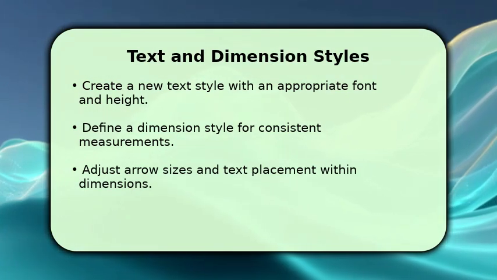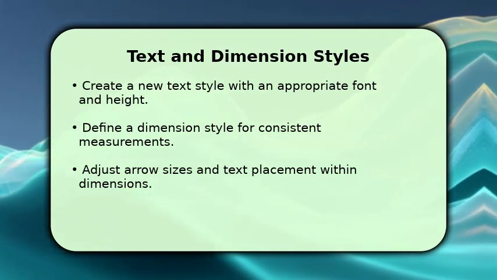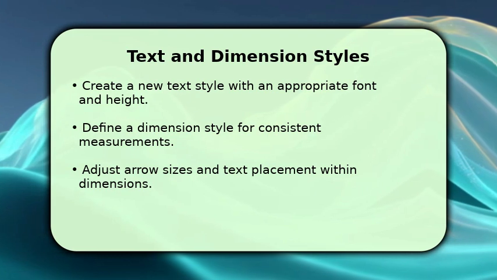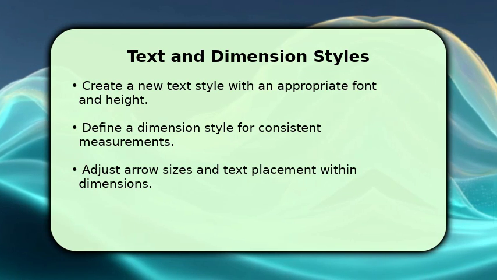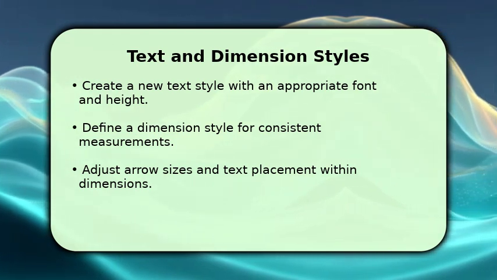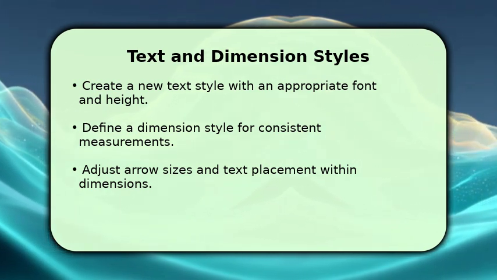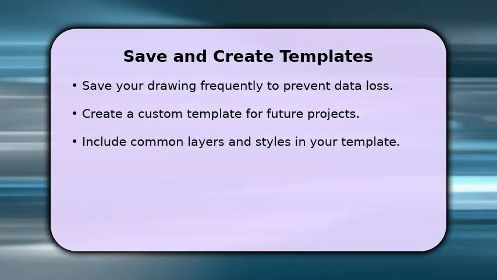Now, let's set up your text and dimension styles for clarity and consistency. Create a new text style, choosing a professional font and a readable height, perhaps 1/8 of an inch. Then, define a dimension style to control how your measurements appear, adjusting elements like arrow size, text height, and the placement of dimension text for optimal readability. Finally, remember to save your drawing regularly to protect your work.